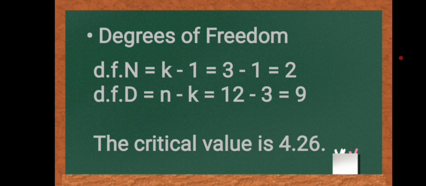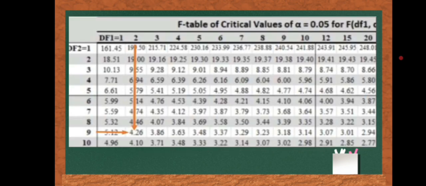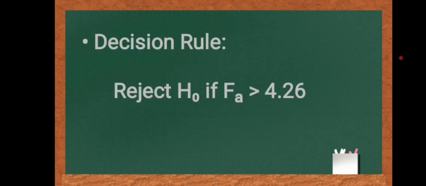To get this critical value, I have here an F table for the significance level of alpha equals 0.05. Now, the critical value is 4.26. Our decision rule is to reject the null hypothesis if the computed F value is greater than 4.26.